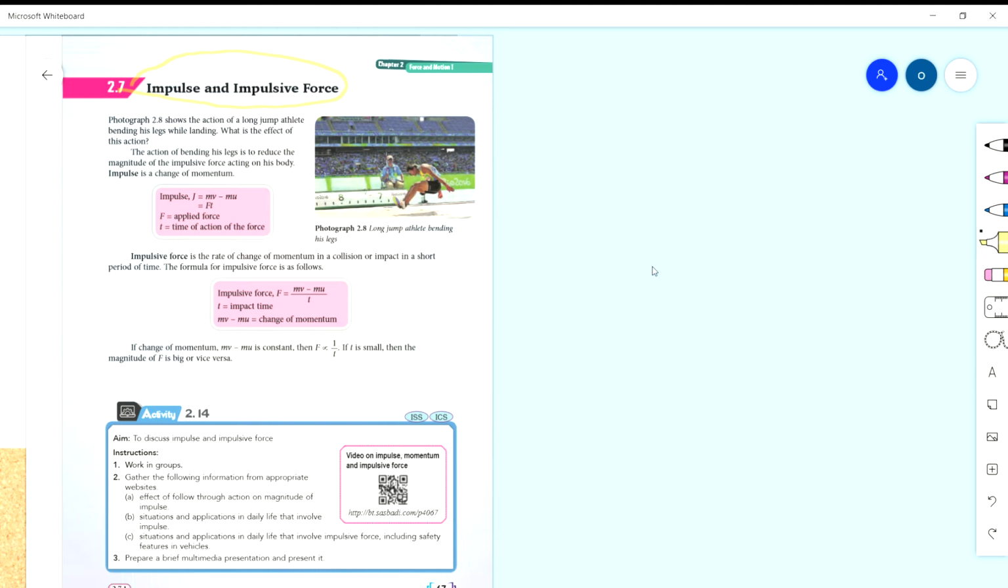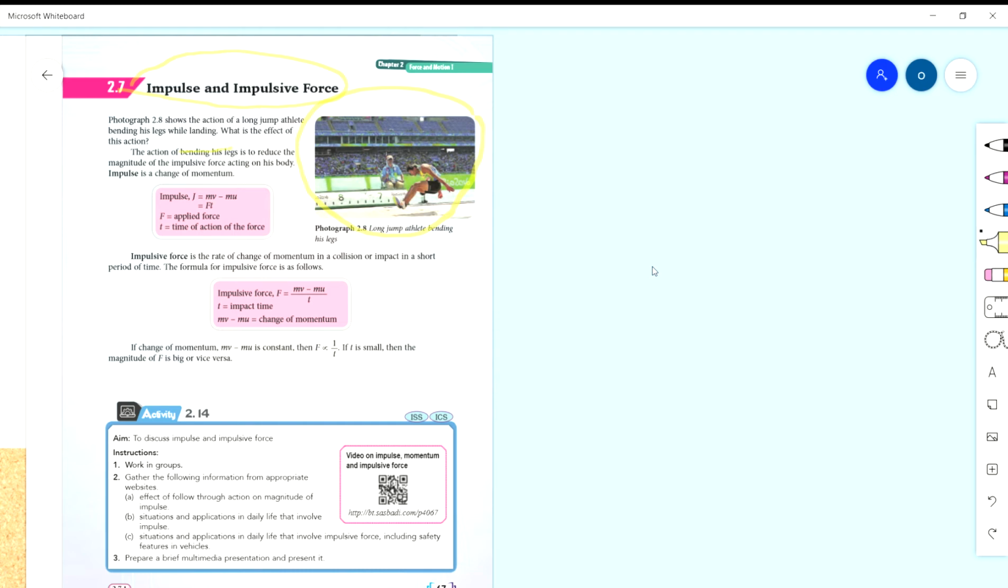So what is impulse? You can see here from the picture, this is a long jumper, an athlete. Whenever the athlete jumps, before he lands, he will bend his legs. So dia akan bengkokkan kaki dia. Kenapa bengkokkan kaki dia? Jatuh lah seketul tegak macam tu kan. Okay, so to prevent the injury, you have to bend your legs so that you lengthen the time. So kita tambah masa untuk landing, so kita boleh mengurangkan kecederaan. Okay, so this one is about impulsive force. So why does he bend his leg?